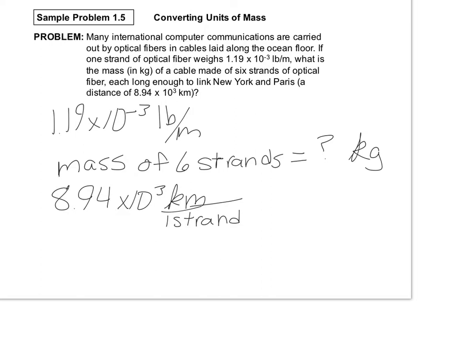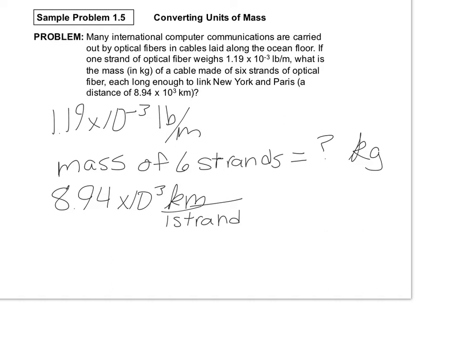Okay. So let me tell you a little hint here. Anytime you see a number that the problem has given you, and it has multiple units in it, for instance, that first number there, pounds per meter, that is a classic sign that that is a conversion factor. That will let me convert from a unit of length, being meters, to pounds, a unit of weight. Okay? The same thing with the last one that I wrote down, the 8.94 times 10 to the 3 kilometers per one strand. So that tells me the length in one strand of material.